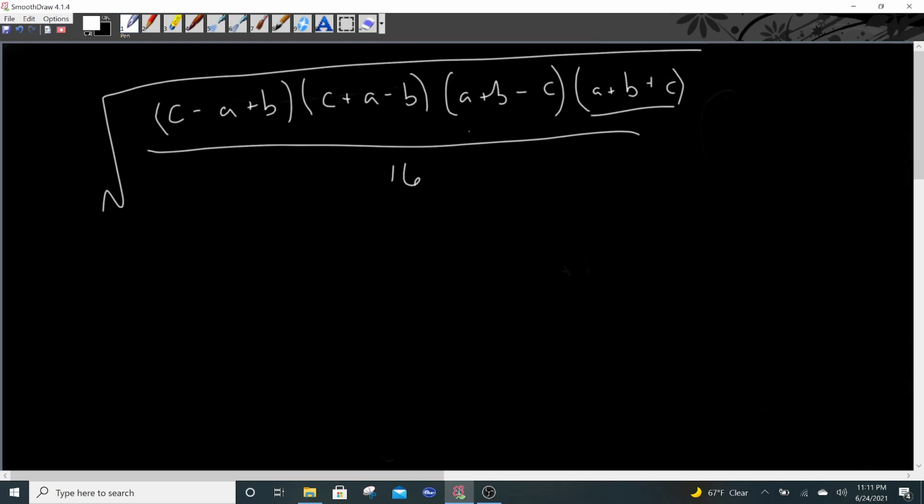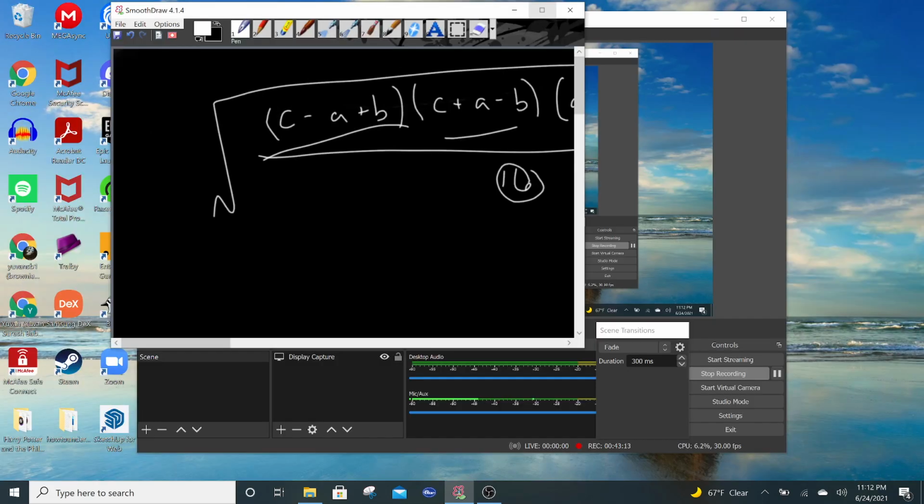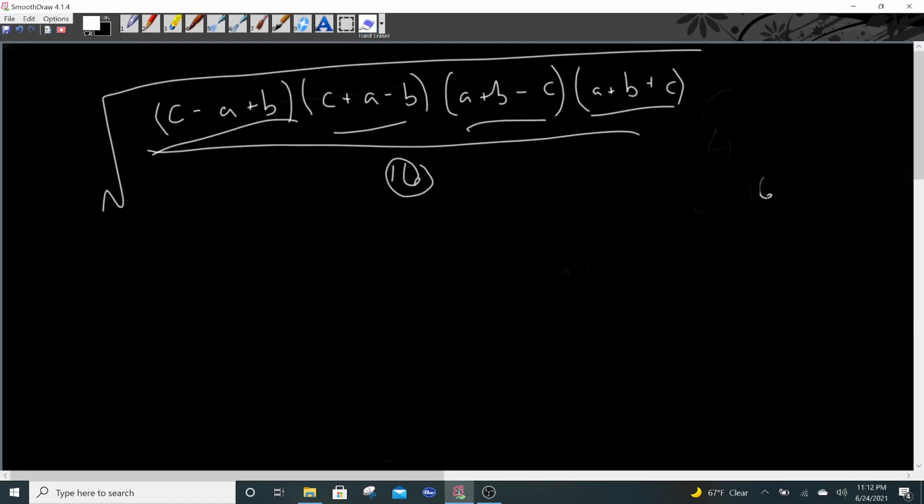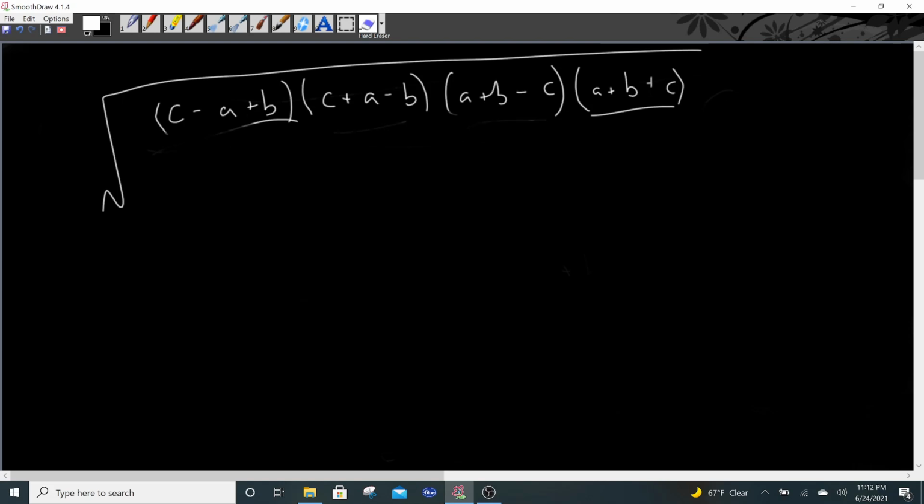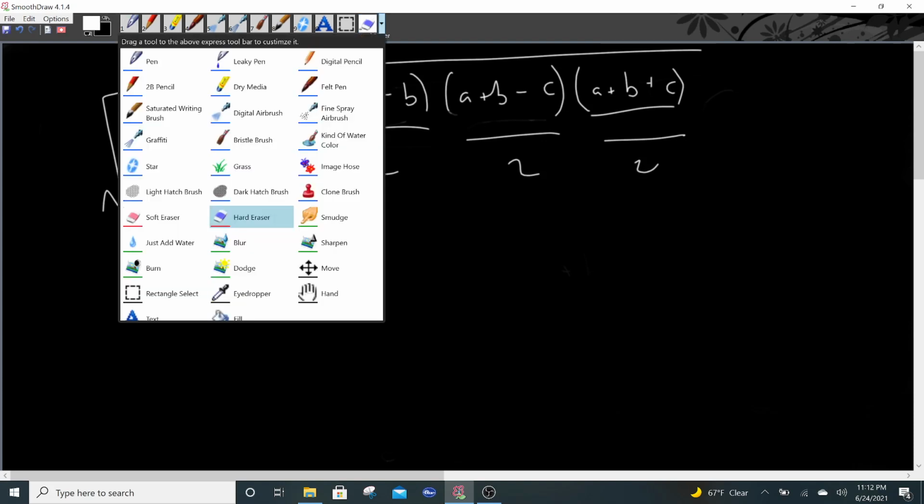We have 4 terms, so we can break this 16 into 4 equal values. And what I would do, because I know that 2 to the power of 4 is equal to 16, I would split this 16 into c into these terms over 2, like that times that times that times that. And yeah, that should be a good way to represent this.